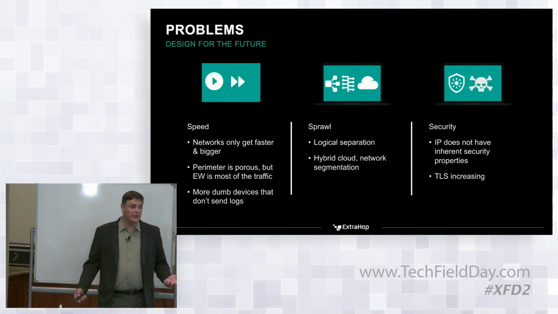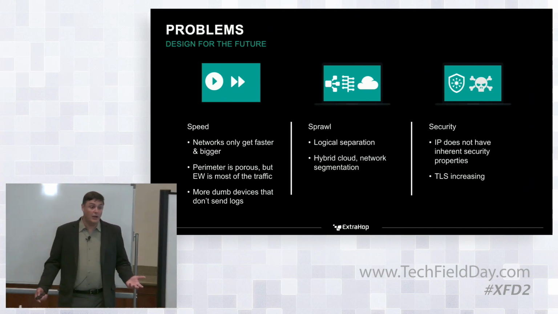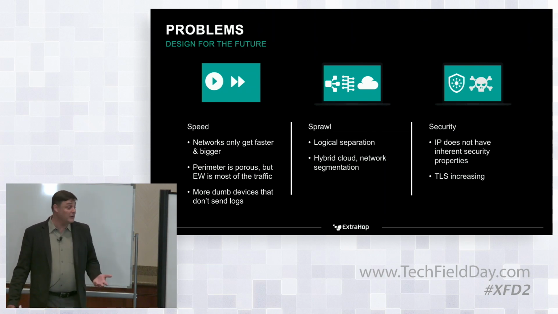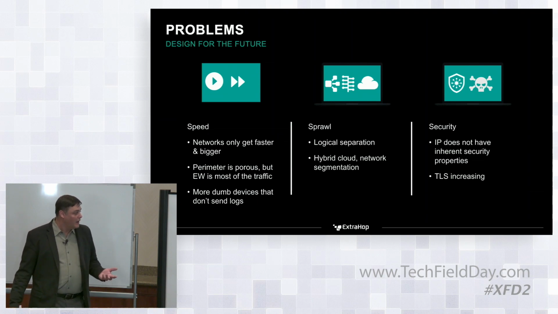East-West is an area that is not often captured. East-West is a little bit different than North-South. North-South is probably going through your firewalls. You've got some controls on that. But the East-West stuff is really interesting too, and you often do not have as much visibility into that.